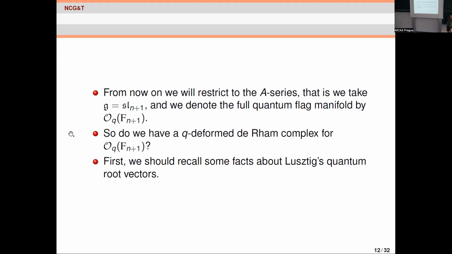From now on, we'll restrict to the A series, which means that we will denote the full flag manifolds by O_q(F_n), the n matching the n in SL_n. And the question is now, what happened for Podleś? What happened, in fact, I guess, for the irreducible quantum flag manifolds? Do we have some sort of a q-deformed Dolbeault complex for these things?